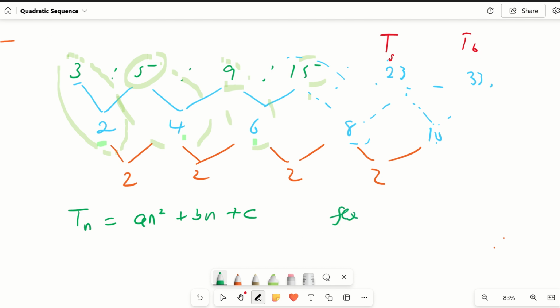Now, it is not a coincidence that this is similar to f of x equal to ax squared plus bx plus c. The format of a quadratic function is literally the same thing. So a quadratic pattern is just a quadratic function, but they just present it in a different way. So that's why we have it like this with the n's instead of the x's.